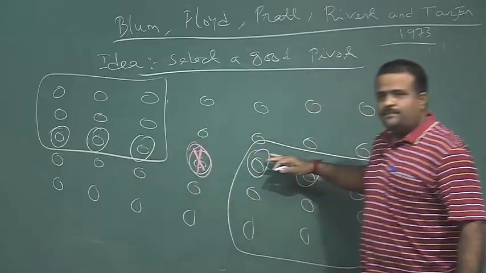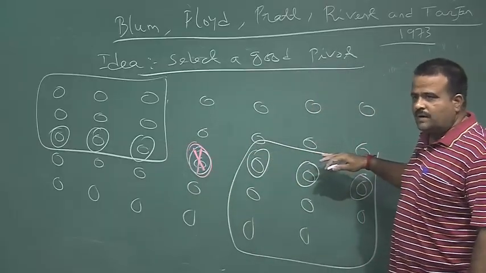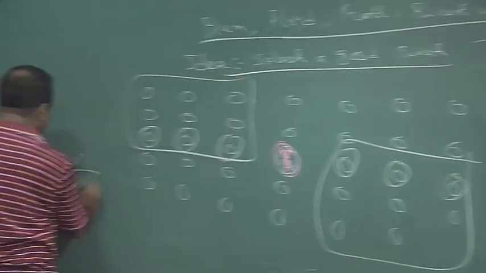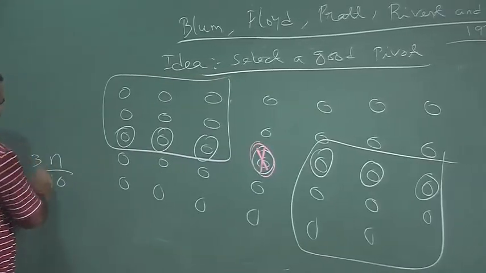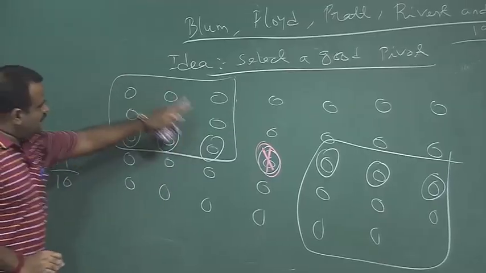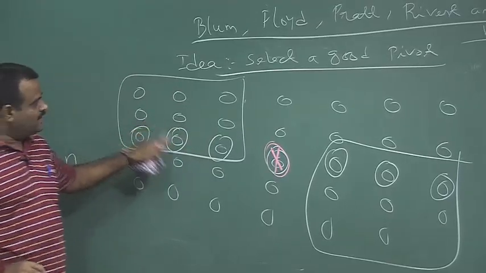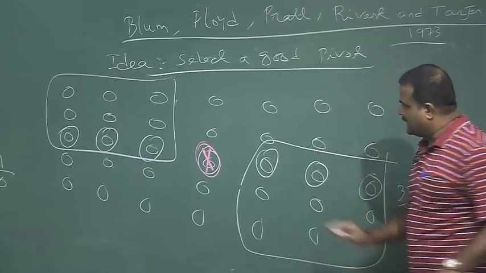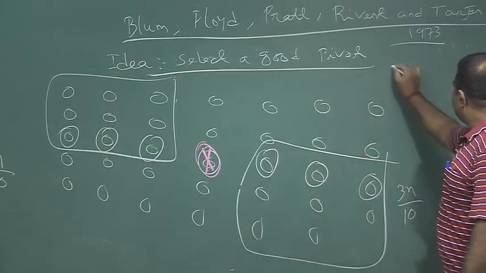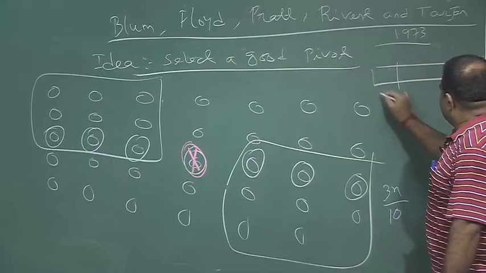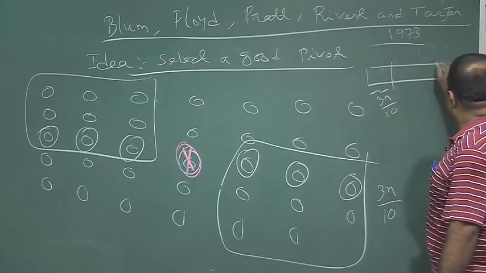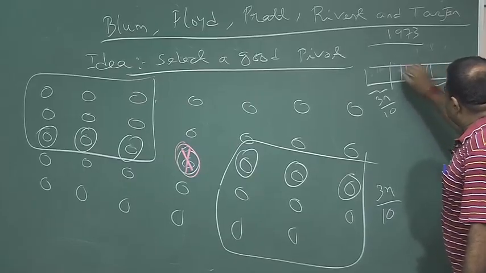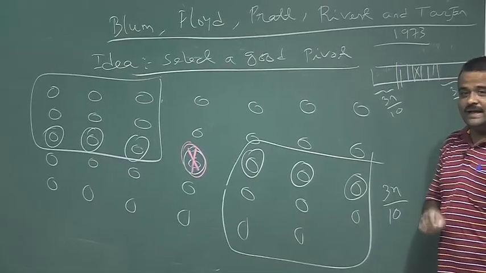So, how many are there? There are n by 5 groups, and among these it is half and half, so n by 10 groups, and basically 3n by 10 elements. So, 3n by 10 elements are guaranteed to be less than x, and similarly here 3n by 10 elements are guaranteed to be greater than x. So, x will be sitting somewhere in between, and this is guaranteed.